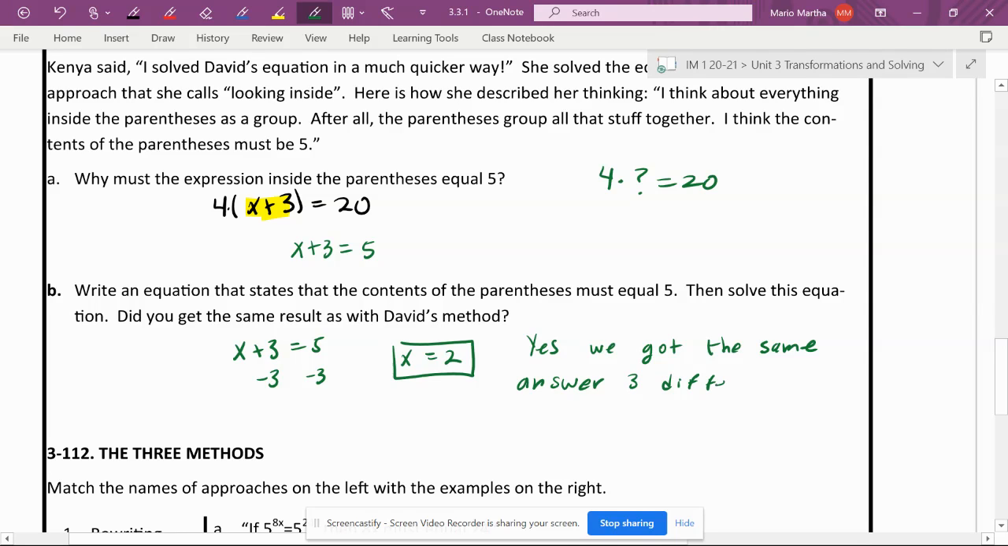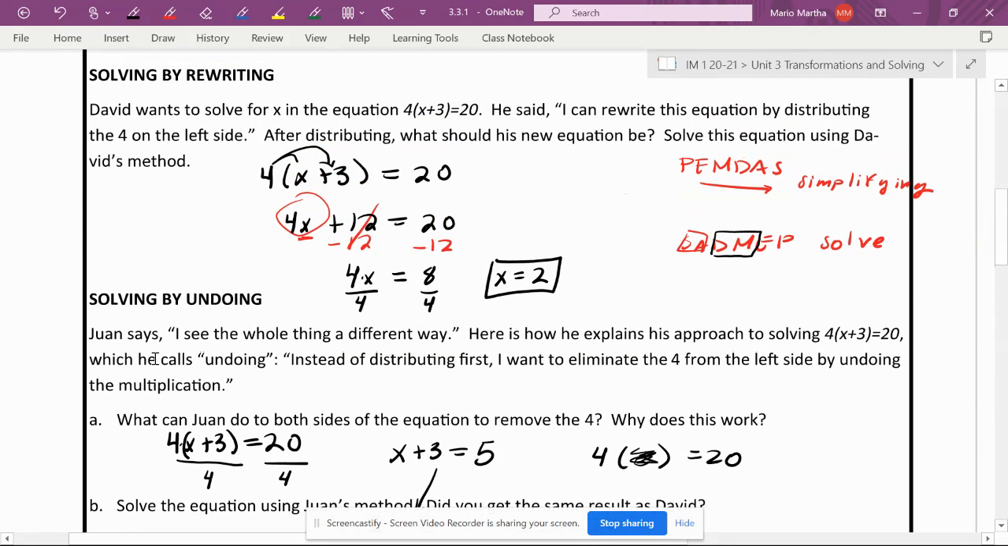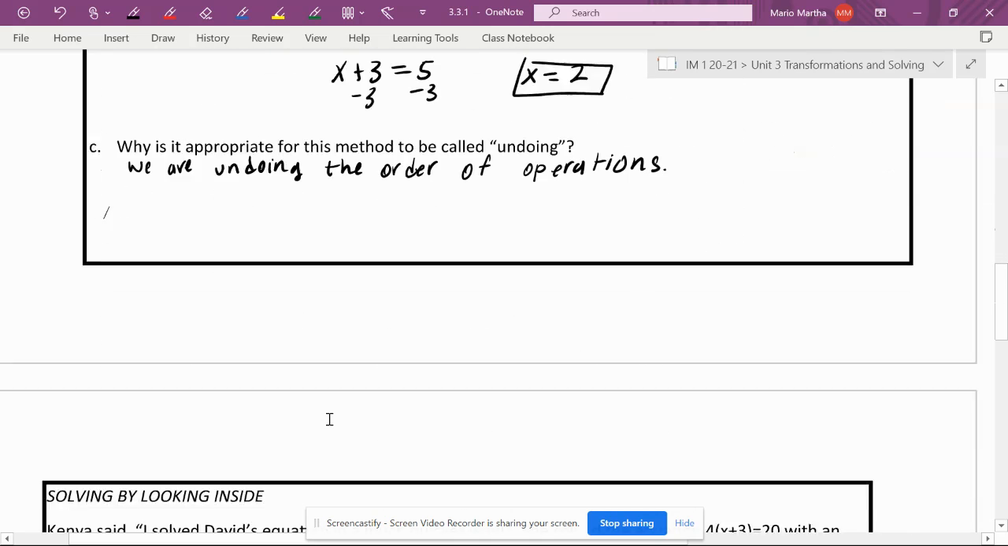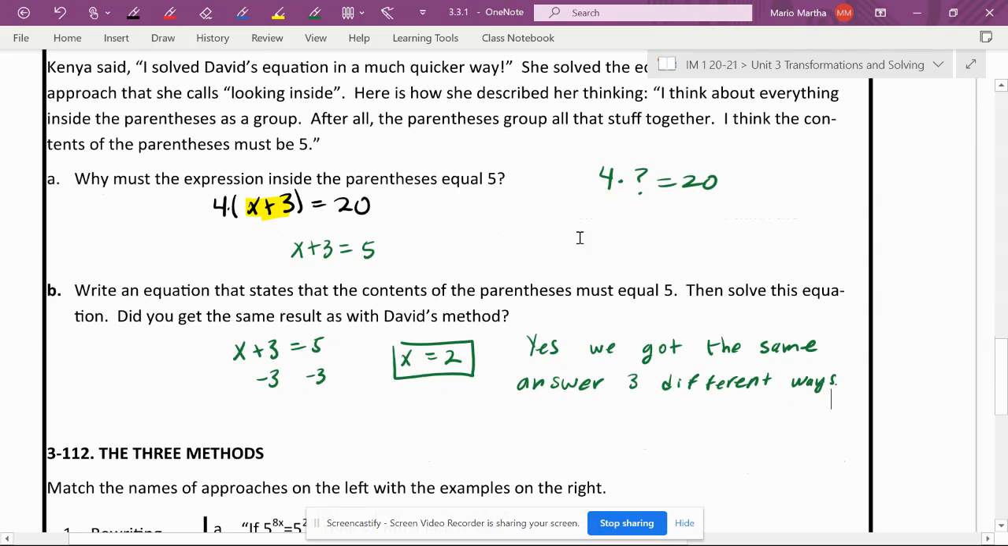So again, the first method was rewriting. We used the distributive property, and that was in part one. Then the second method was solving by undoing, where instead of taking an extra step and multiplying things out, we decided to consider x plus 3 as a group. And finally, solving by looking inside. This is more about thinking about the problem. Like if I look at this, it's 4 times what gives me 20? That's why I wrote it over here.